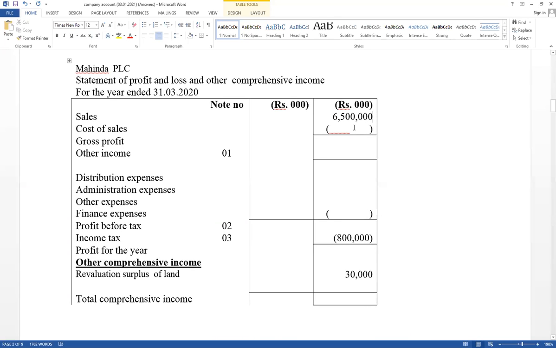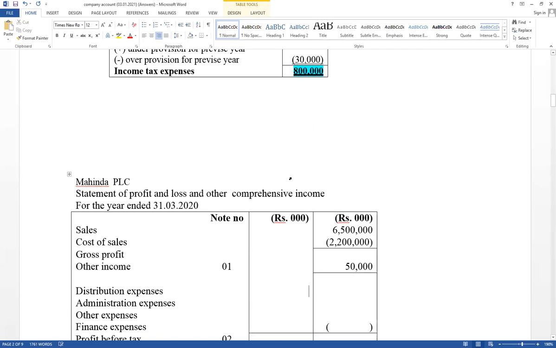And cost of sales is also given in the trial balance. That value equals 2.2 million, within brackets. And other income is also given in the trial balance. It equals 50,000. Other income should be included in the last column. And expenses are also given in the trial balance.